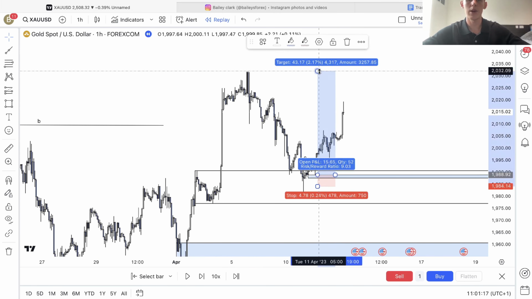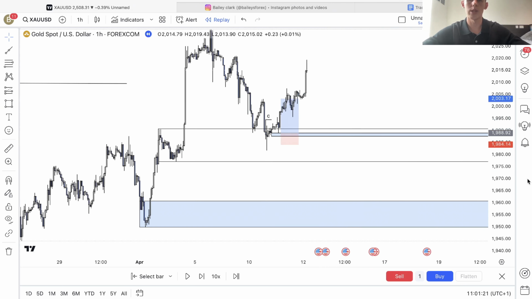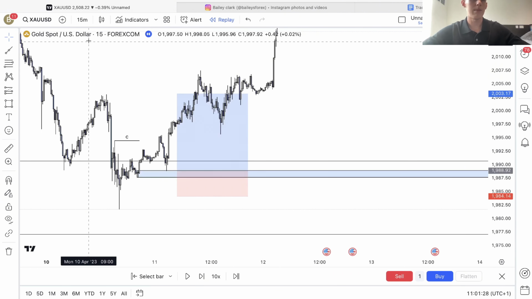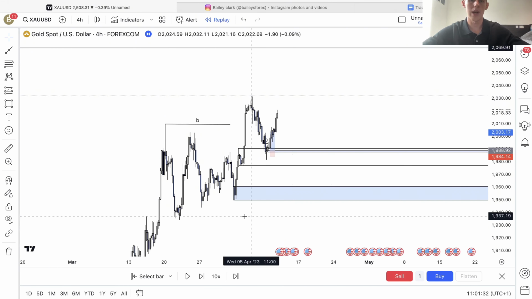But personally, if you are new to this strategy, I would recommend just targeting a mechanical 1 to 3, or at least just target the next liquidity level. So yeah, that's example 1. Let's go over to another example now, and this time we will look for a sell trade.